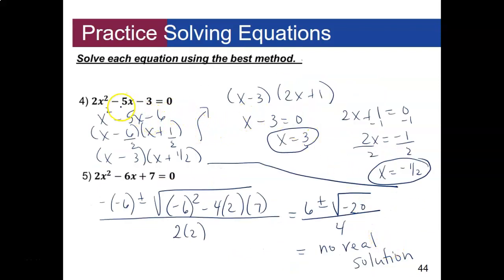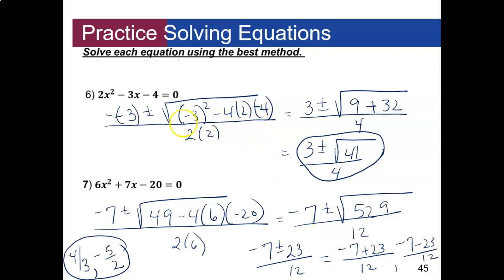This next one, it factors, but you would have to do the bottoms up method to get it factored. So you could also have chosen to do the quadratic formula. Either way, your solution should have been 3 and -1/2. Number 5 does not factor, and when you use the quadratic formula, you actually see there's no real solutions for this one.